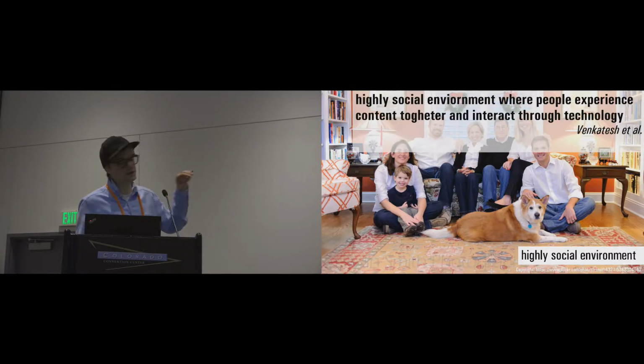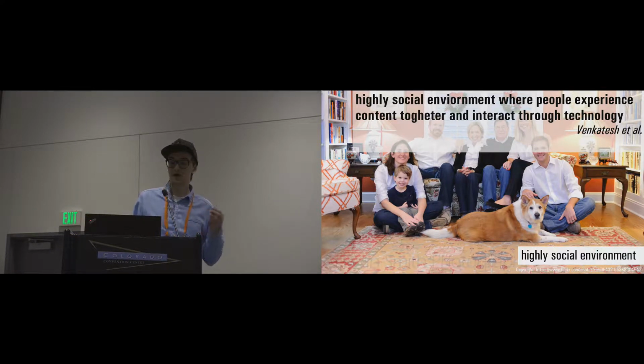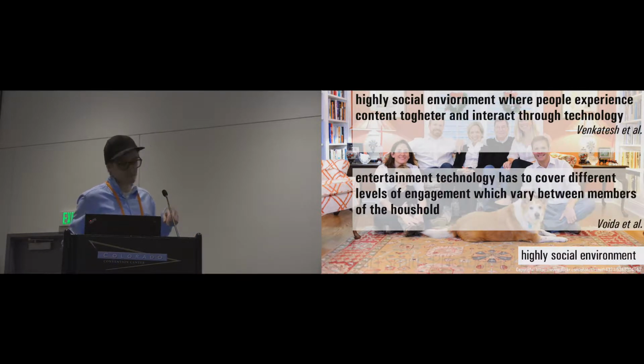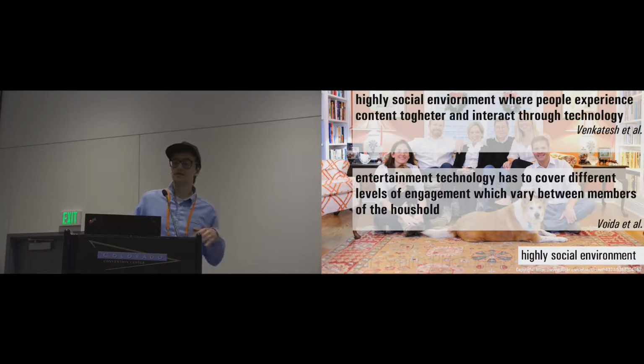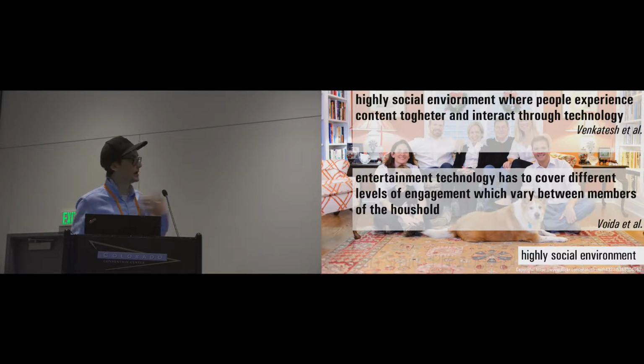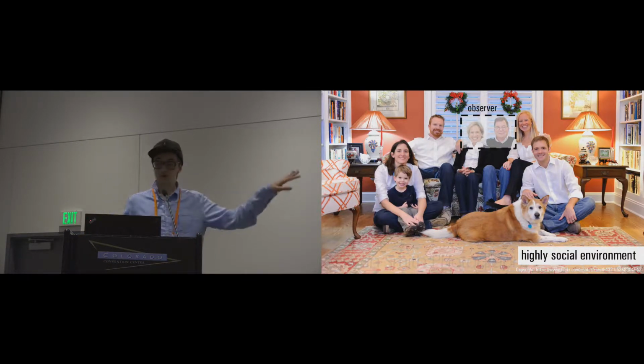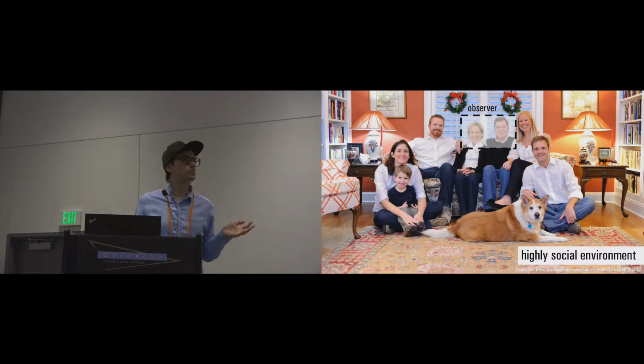Vanakesh et al. showed already that the living room that we have is a highly social environment where people interact and experience content through technology. And as well, that an entertainment system that comes in there has to cover different levels of engagement, which vary between all the members of the household that we have. So just imagine, that would be my family, and I would have my wife. I probably will have my grandparents watching me. They probably don't want to interact or play with me, but they want to understand what is going on if I'm going to use the system.